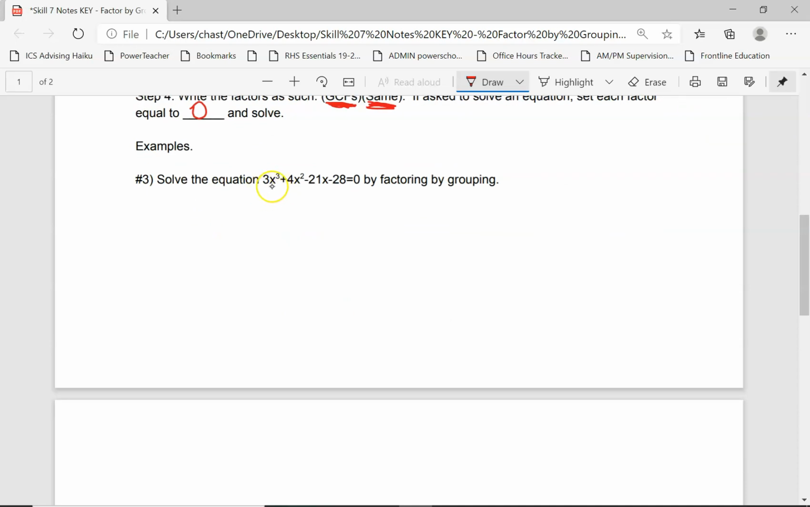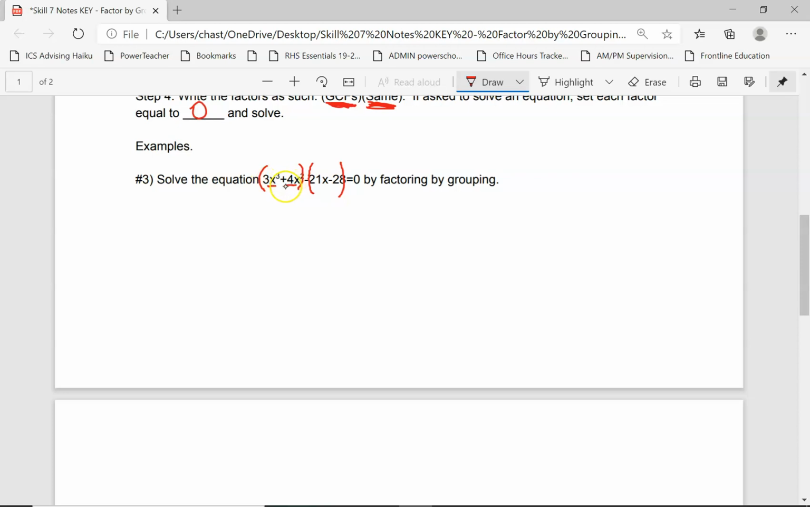All right, so solving this equation, we have 3x cubed plus 4x squared minus 21x minus 28 equals 0. We want to solve this by factoring. Right away, I'm going to factor the first 2 terms. Try not to cover up that minus sign. I want that minus sign to still show. Okay, so we factor the first groups together, and now I'm going to look at these 2 terms in the first group. I have 3x cubed and I have 4x squared.